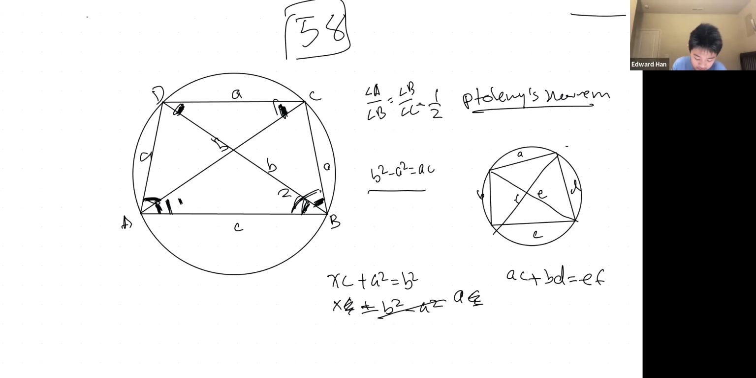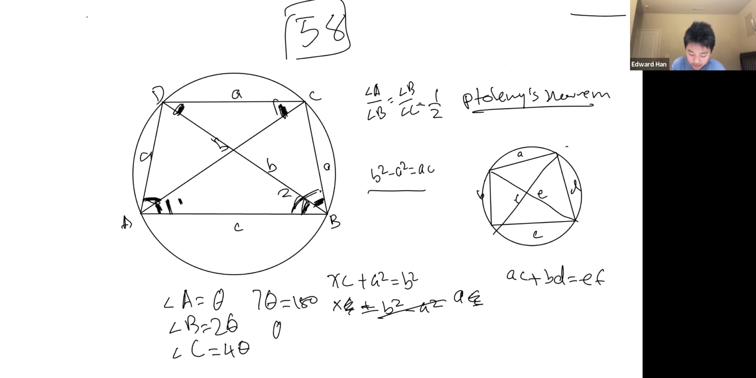You can let angle A equal theta, angle B equal 2 theta, and angle C equal 4 theta for convenience. And you can find that 7 theta equals 180 degrees by the sum of the angles. And so theta equals 180 over 7. It asks for the angle of B. Angle of B equals 2 theta equals 360 over 7. And it asks for this number over here, which is 7.